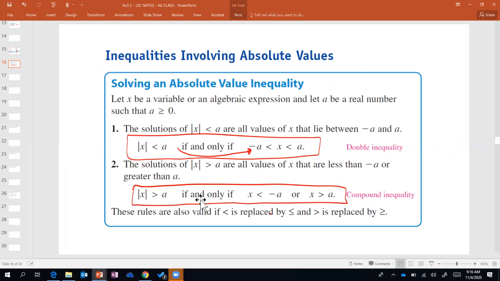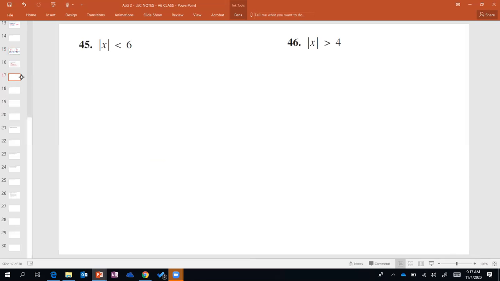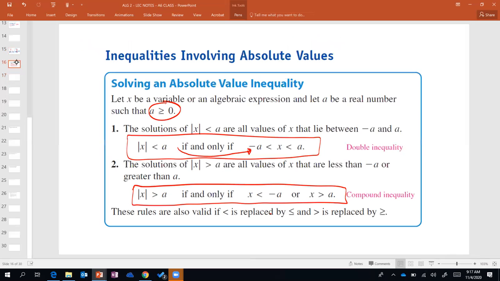One more little disclaimer. You guys ready? This little guy right here, A has to be greater than or equal to 0. It will not work if A is negative. If A is negative, it just screws up everything. Okay, we're good? So here it is.